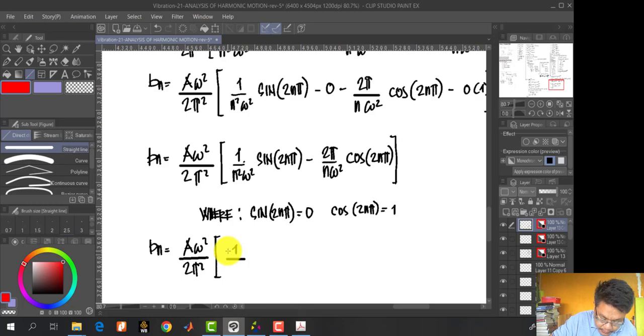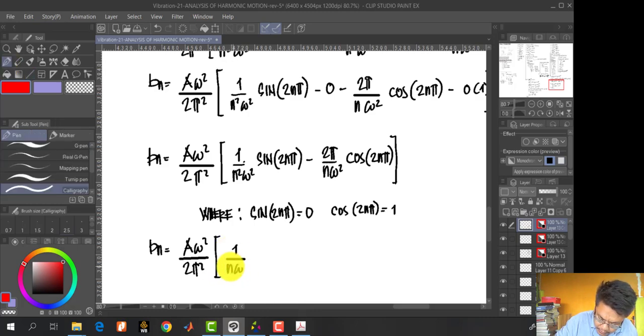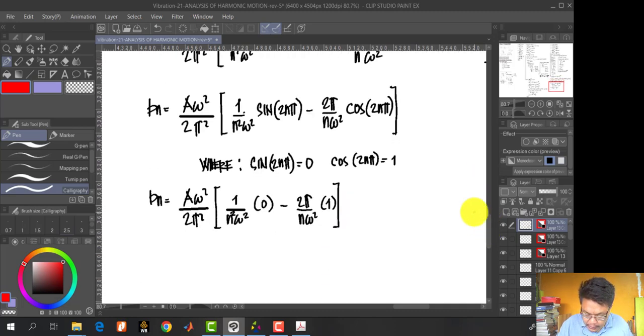angular velocity, n squared angular squared, multiplied by sine. Sorry, the value already: sine 2n pi is 0, minus 2 pi over n angular squared, and cosine of 2n pi is equal to 1. So eventually this will be cancelled out. That is 0, and what is left is this.